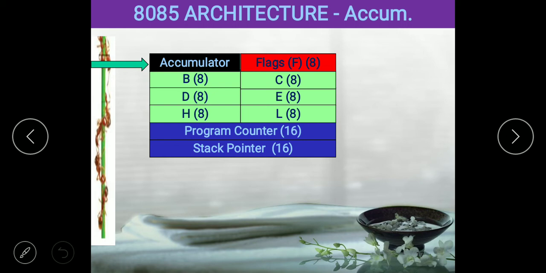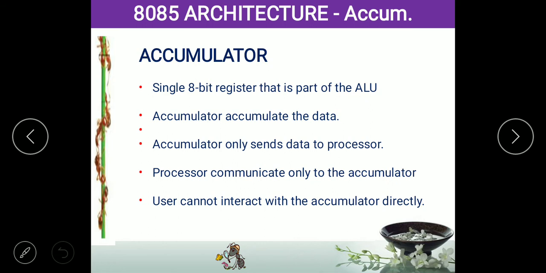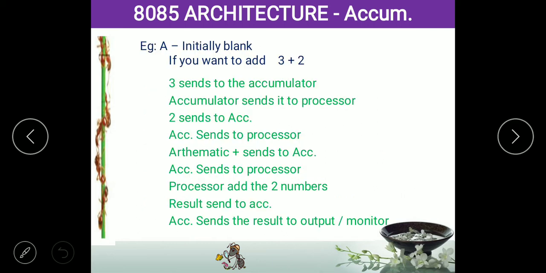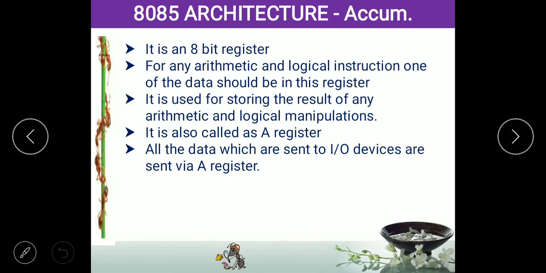Again, this is an 8-bit register, similar to B, C, D, E, H and L. It can hold a maximum of 8-bit data. If the accumulator doesn't have any data, it indicates the processor is free. If the accumulator has some data, it indicates the processor is performing some operation. If you want to add 3 plus 2, first the number 3 is loaded to the accumulator and given to the processor. The second number 2 is given to the accumulator, then it is given to the processor. Then the addition sign is given and the addition occurs.